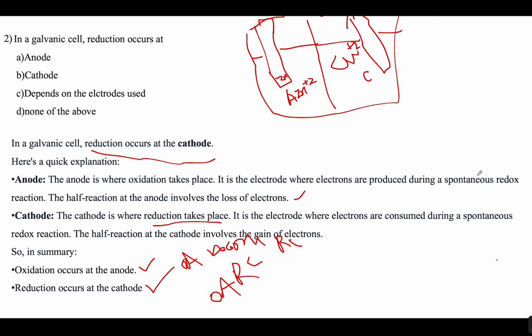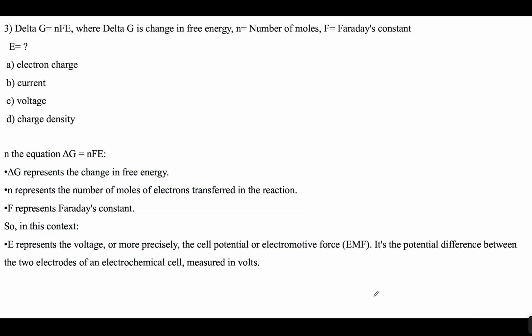So based on this question, we can say that in a galvanic cell, reduction occurs at the cathode. Now moving to question number 3. Delta G equals nFE, where delta G is the change in free energy, n is the number of moles, F is Faraday's constant, and what is the E? There are 4 options: electron charge, current, voltage, and charge density.